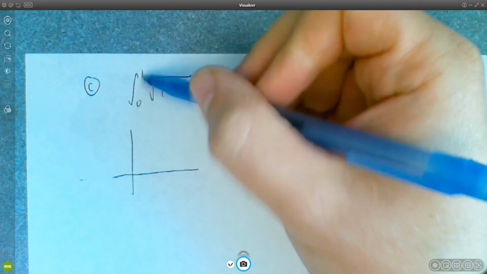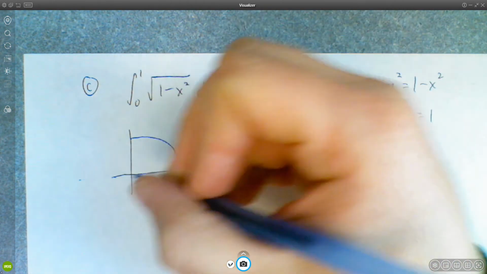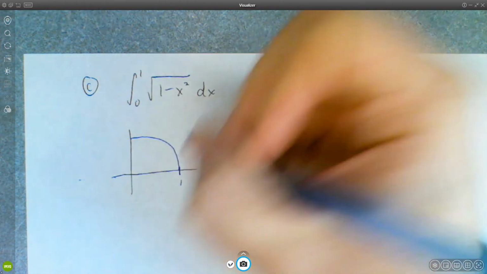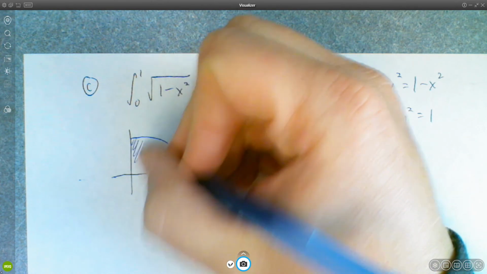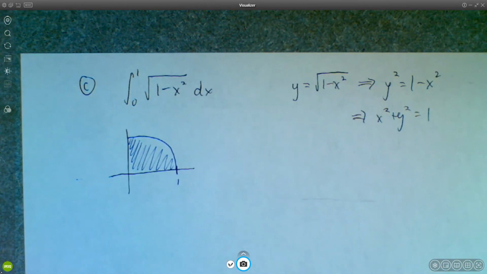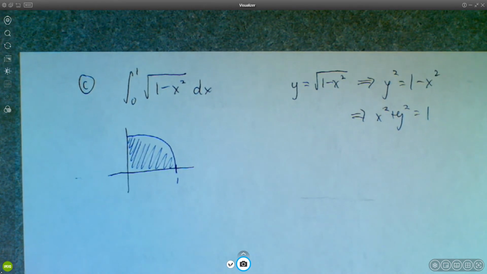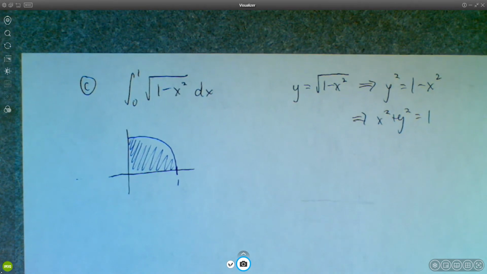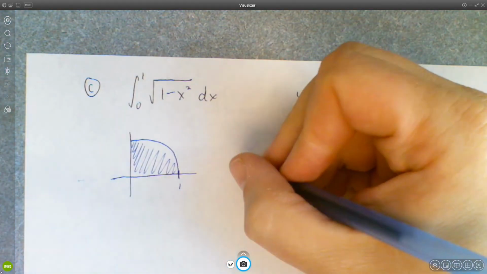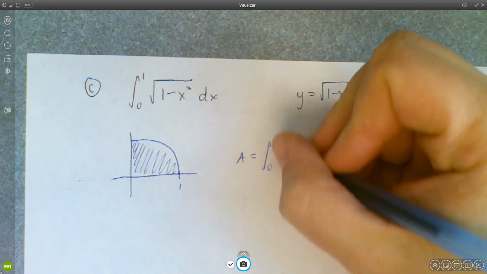We're only interested in what happens between 0 and 1. So it's a semicircle. It looks something like that. Okay, we'll call this 1. This is the area that we're interested in here. But it's a quarter circle, I guess. The area we're interested in is a quarter circle with radius 1. So we can find the area pretty easily, right? So the area, okay, the area is this integral.